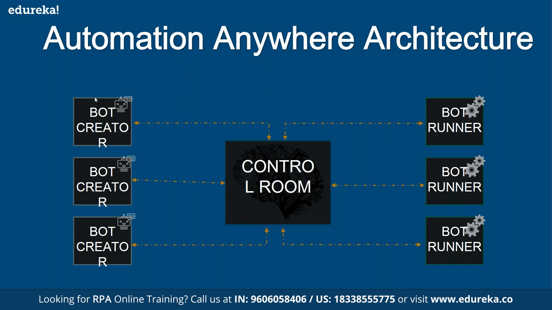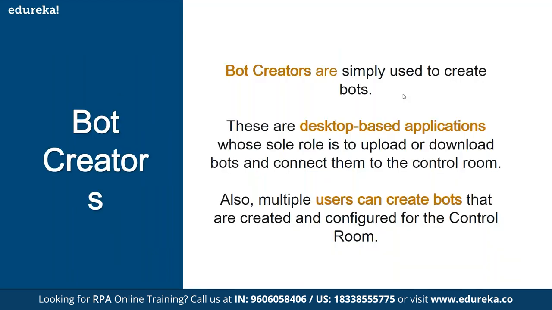Automation Anywhere developers will have much work in the bot creator. They will use all the features in the bot creator to design the automation. Control room is mainly accessed by your administrators. We have different roles in RPA: RPA developer, RPA admin, RPA business analyst, and RPA engineer. RPA admin will sit in the control room and manage all the activities, whereas RPA developer and engineer both will work in the bot creator. So this is the architecture of Automation Anywhere.